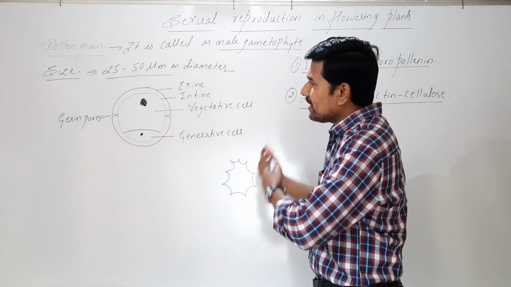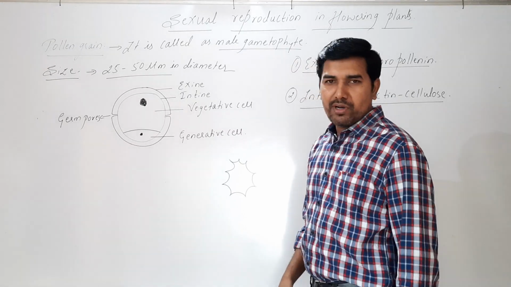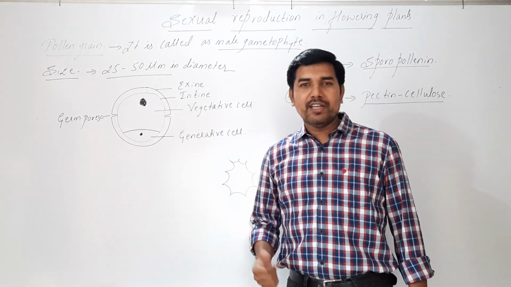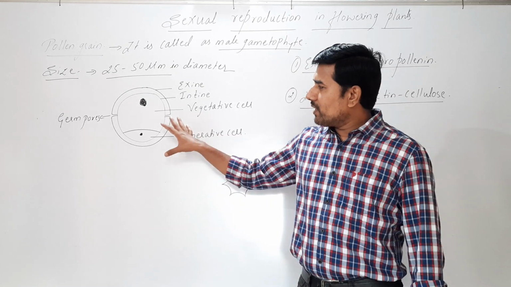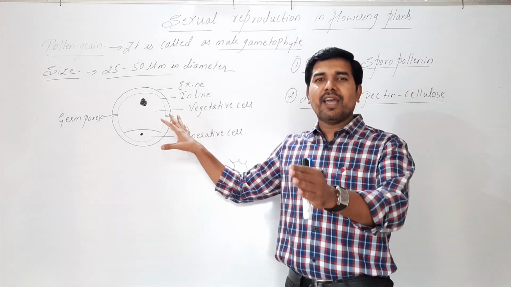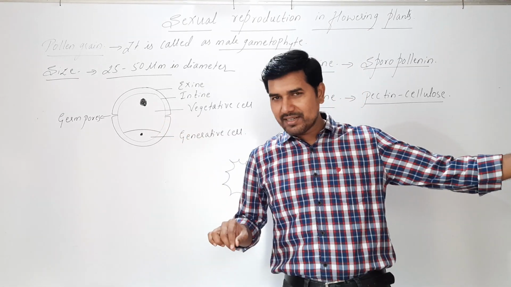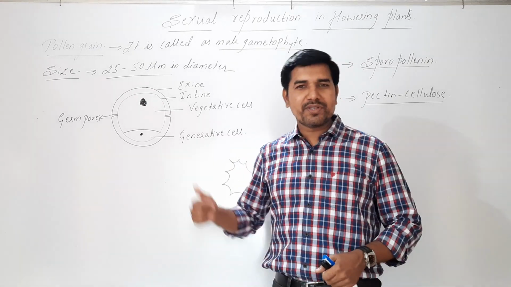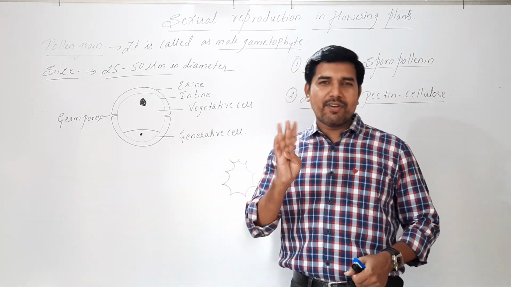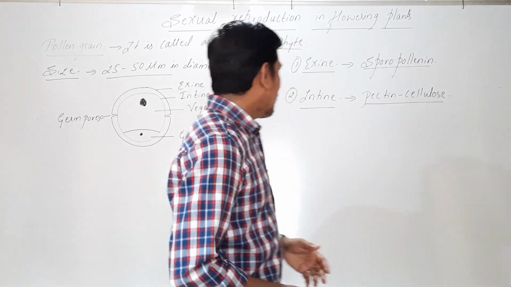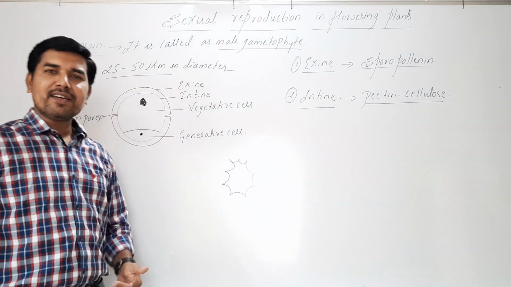So this is regarding the dispersal of the pollen grains at maturity. During maturity, pollen grains are shed at a two-celled or a three-celled stage. In 60% of angiosperms, it is two-celled. In the remaining 40% of angiosperms, the pollen grains are shed at the three-celled stage.